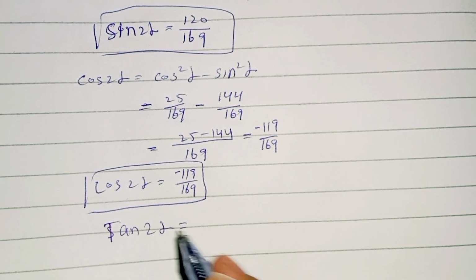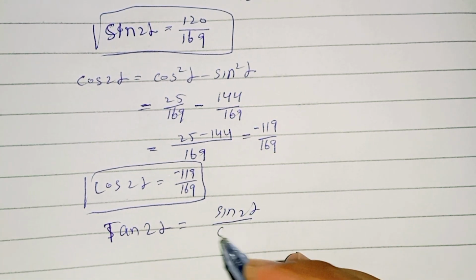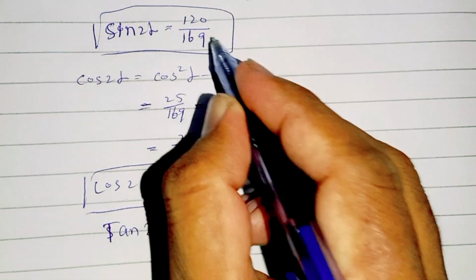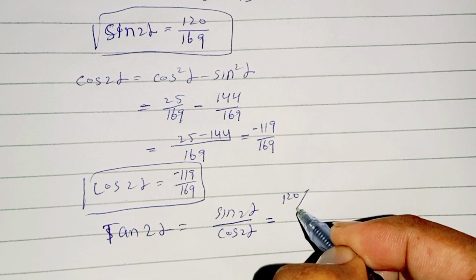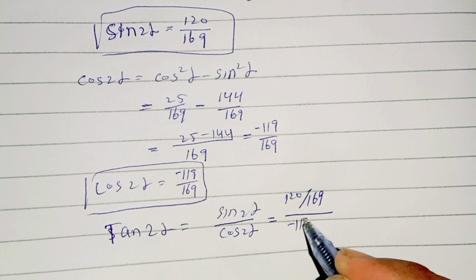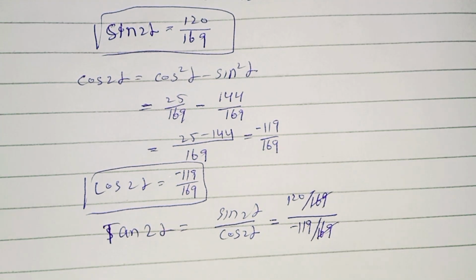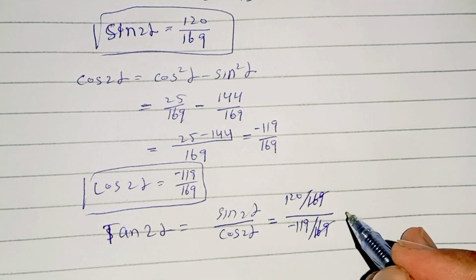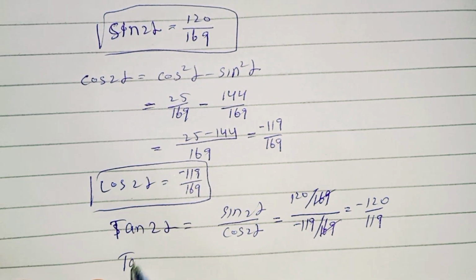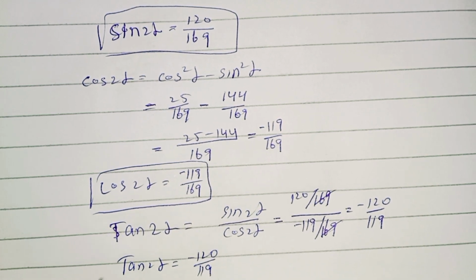You can write tan 2 alpha is equal to sin 2 alpha over cos 2 alpha, which is equal to the value of sin 2 alpha, 120 over 169, and the value of cos 2 alpha, minus 119 over 169. The 169 in numerator and denominator cancel each other, so we have minus 120 over 119. Tan 2 alpha is equal to minus 120 over 119.